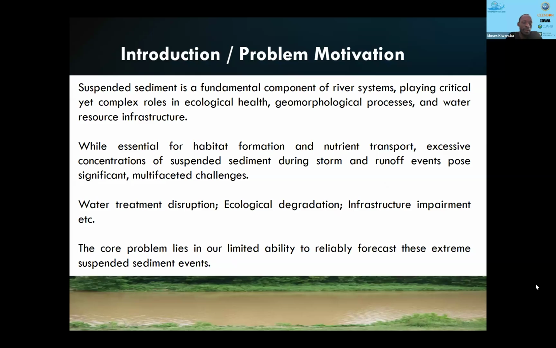So suspended sediment is a fundamental component of the river system. It plays a very critical but complex role in ecological health, geomorphological processes, and water resources infrastructure. While it's very important for habitat formation and nutrient transport, its excessive concentration can pose significant challenges, especially after heavy storms. It leads to water treatment disruptions, ecological degradation, and infrastructure impairments, because streams have multiple dams and such infrastructures can be impaired. Our core problem lies in our limited ability to forecast these extreme events, which is a major challenge.